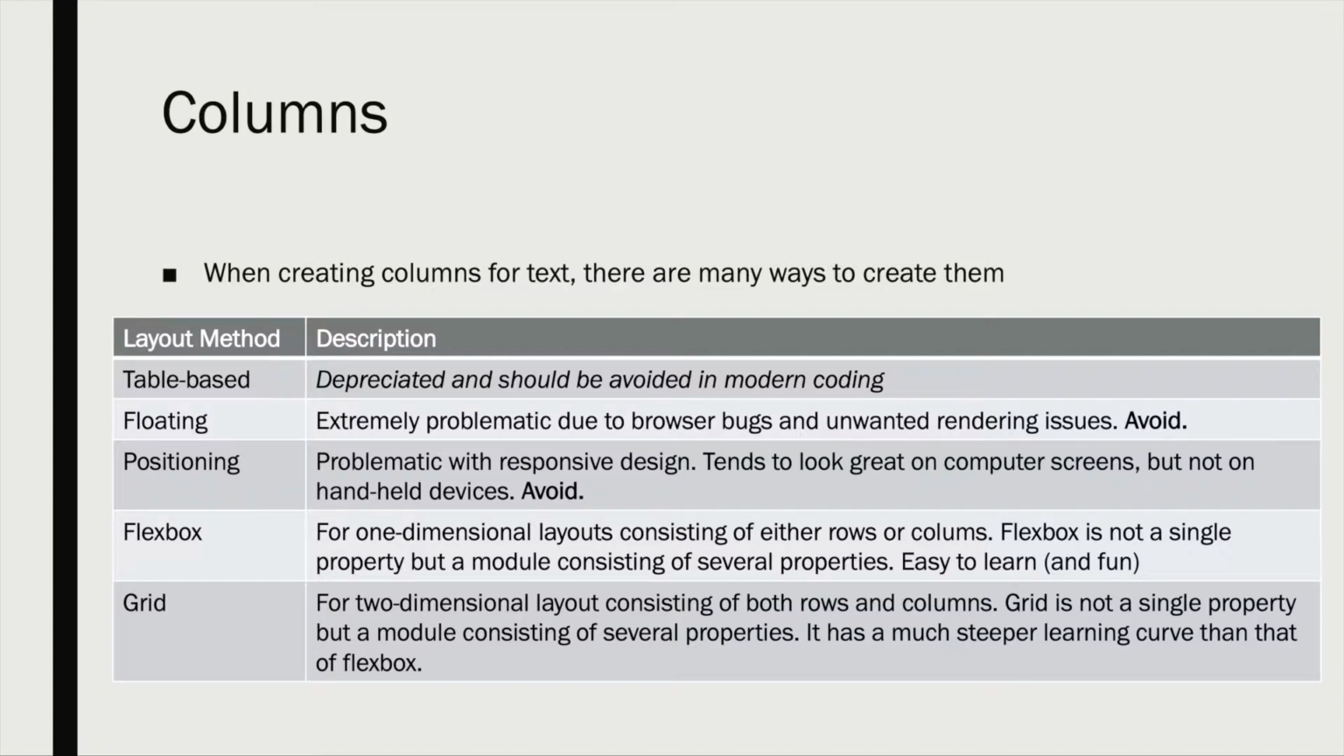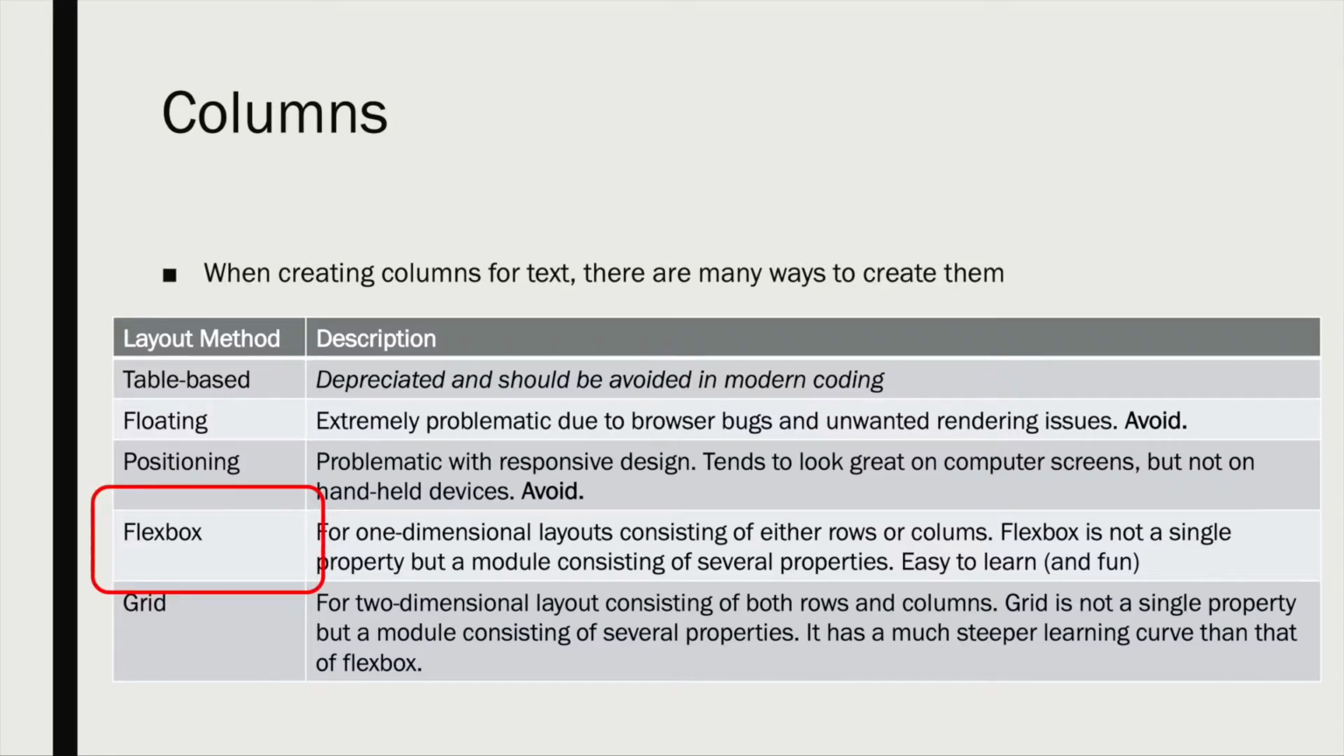Flexbox and grid are probably more of the popular concepts that we'll cover, specifically Flexbox. Flexbox is for one-dimensional layouts consisting of either rows or columns, and it's not a single property but a module consisting of several properties, easy to learn and fun, and we'll go over it. Grid, however, is for two-dimensional layouts consisting of both rows and columns. Grid is not a single property but also a module consisting of several properties. However, it has a much steeper learning curve than that of Flexbox. We will not cover grid in this course.